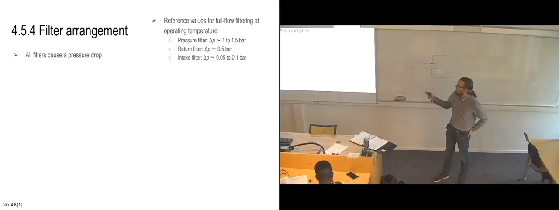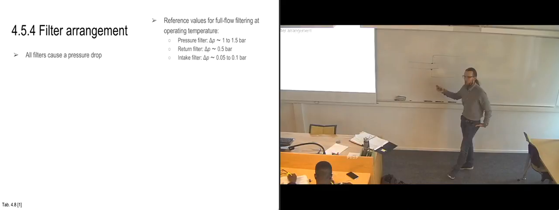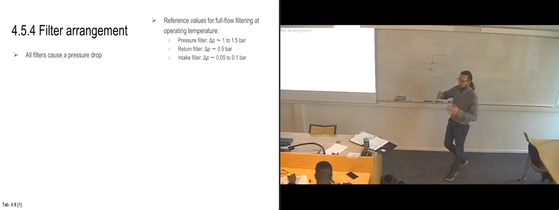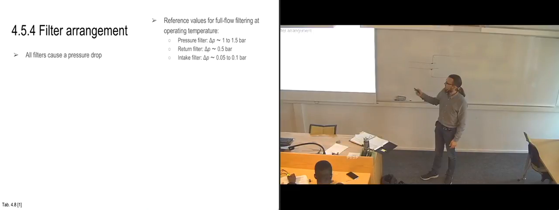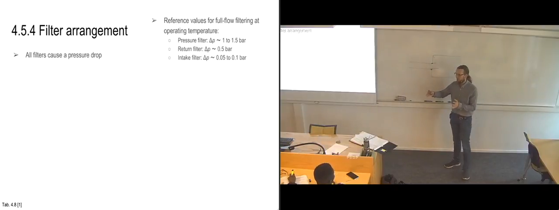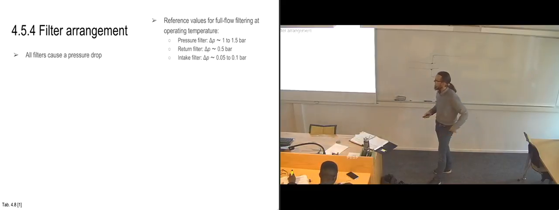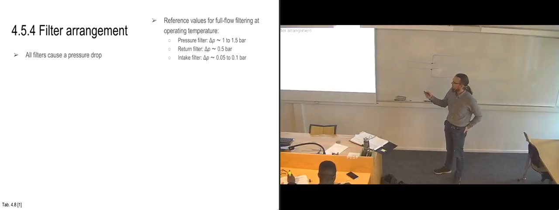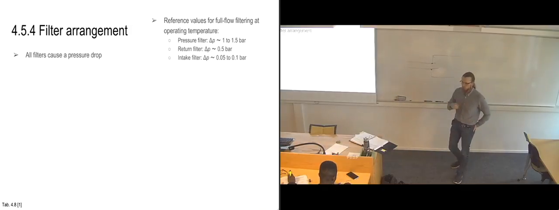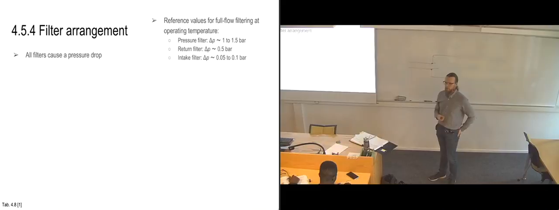But for the intake filter, it also means that if you have approximately 1 bar atmospheric pressure in your hydraulic tank, you're going to have less than 1 bar between the intake filter and the pump. So you're actually going to have a slight vacuum there. And that's why it's important to keep the intake filters very low on the pressure difference. You don't want too much of a vacuum, because that's going to increase the likelihood of cavitation.